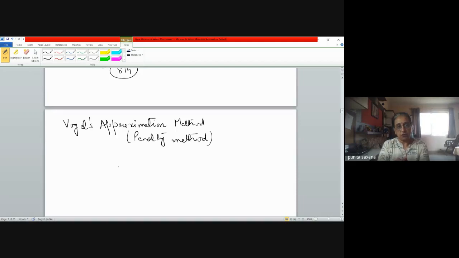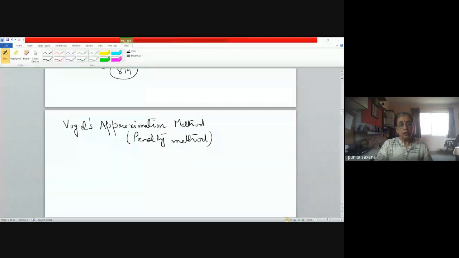So what Vogel's approximation method does is it computes the penalties for each row and each column. That means it computes the penalties for each source and each destination. And keeping in mind the penalties, we compute the minimum transportation cost involved.